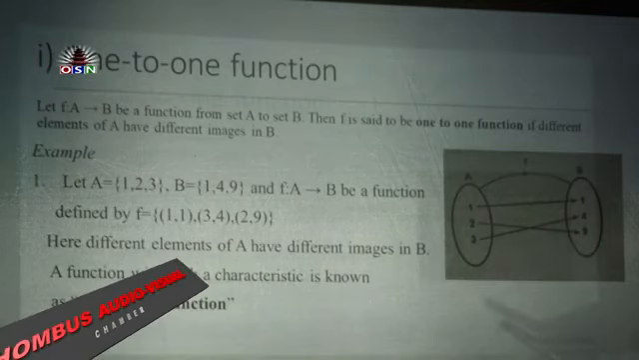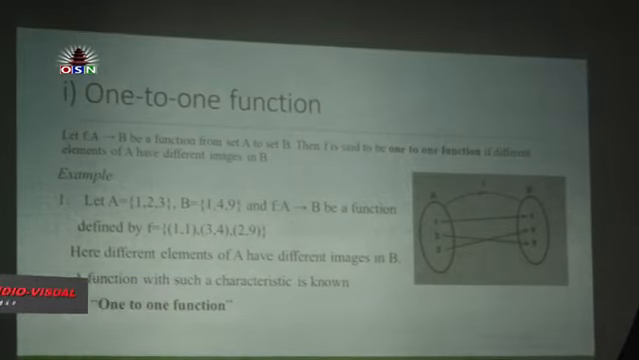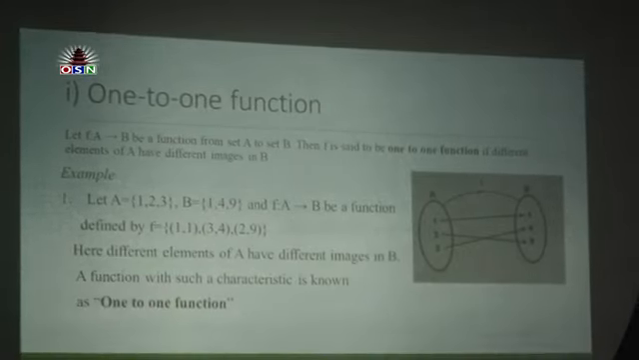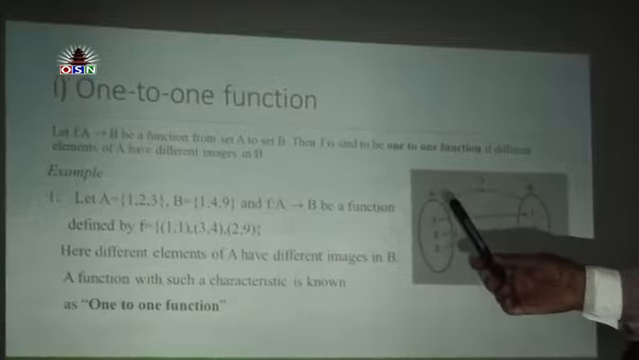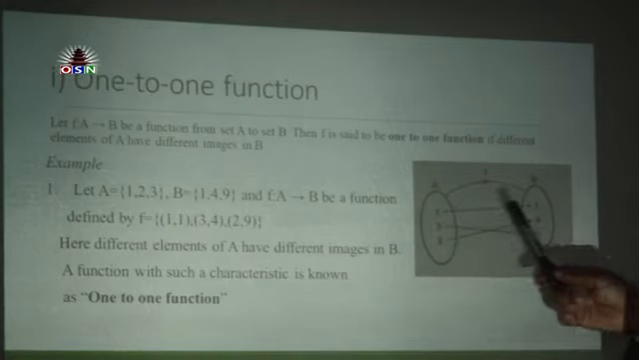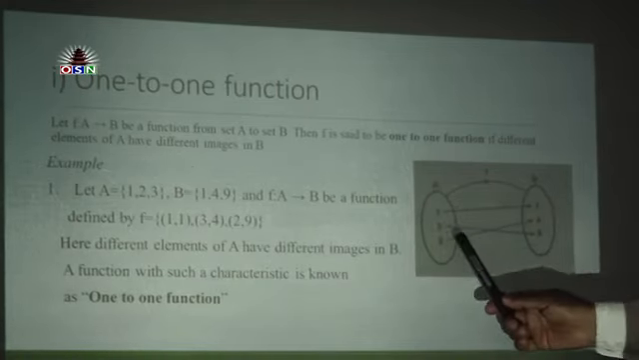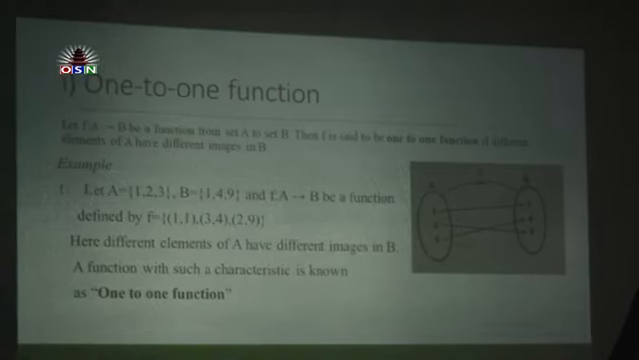So A has three elements 1, 2 and 3. B has three elements 1, 4 and 9. By the definition you can understand in this way: every element in the first set, meaning the three elements 1, 2 and 3, has an image in the second set. That means 1 has its image 1, 2 is mapped to 9, 3 is mapped to 4.